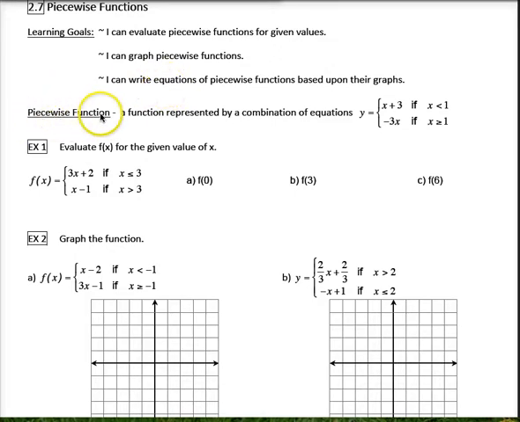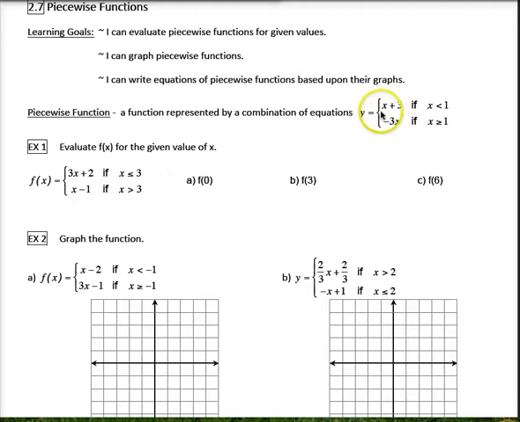So a piecewise function is a function represented by a combination of equations. This one has 2. There can be more, so it's not always just 2 equations. It could be 3, 4, 5, an infinite number of equations that you could possibly have defining your piecewise function.